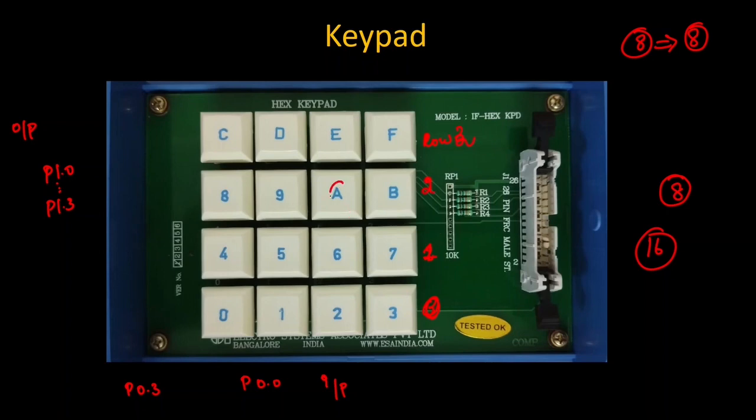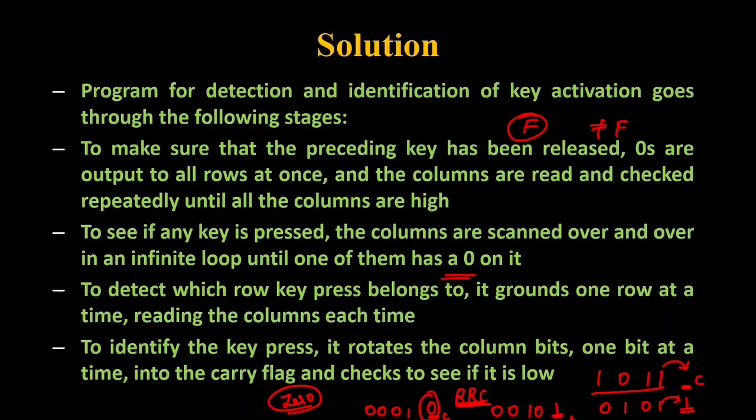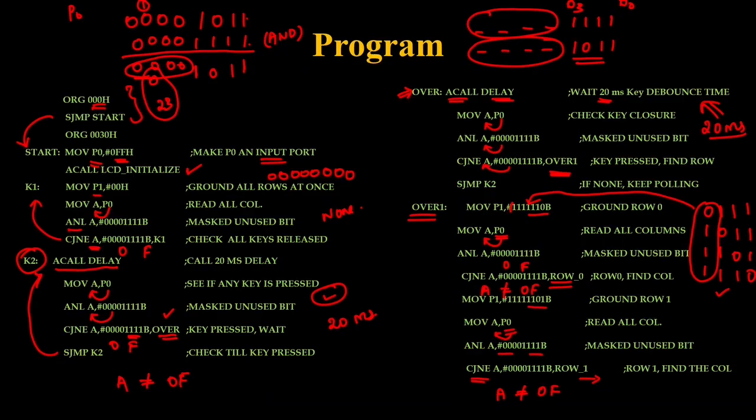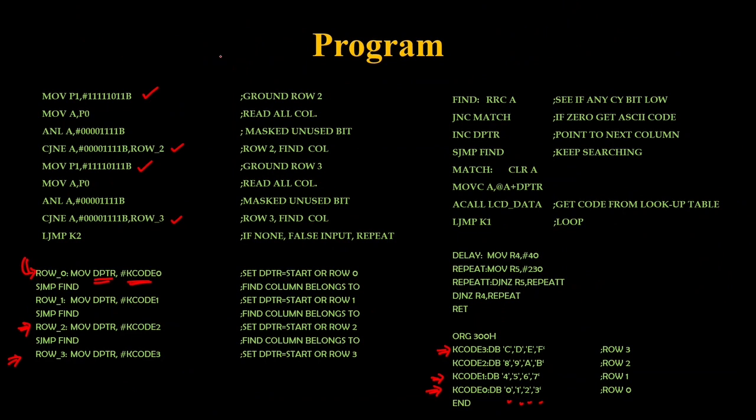So if key A is being pressed, this is going to get condition row 2. A is being pressed, so this row 2 is going to be activated. If this row 2 is getting activated, it jumps to this row 2.